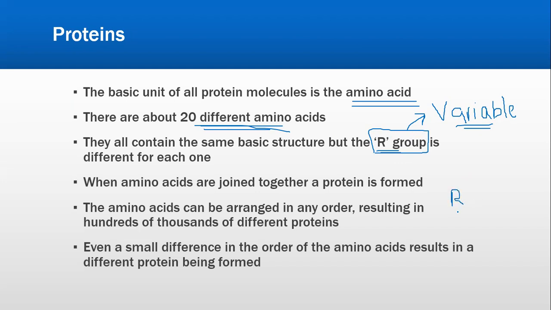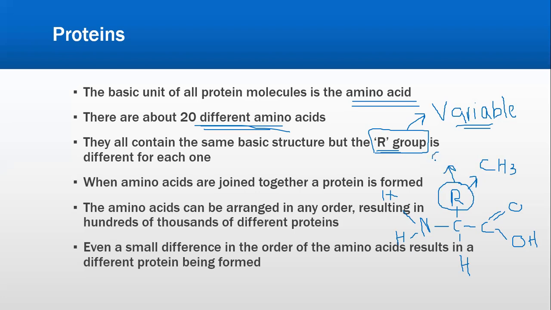I'll draw it over here. This is an amino acid. ये मैं एक amino acid draw कर रहा हूँ. On one side we have an NH2 group. On one side we have a carboxylic group. लेकिन जो ये R group है, this R group is different in all amino acids. For example, this R group can also be CH3. This R group can also be COC. तो ये R group change होता रहता है.